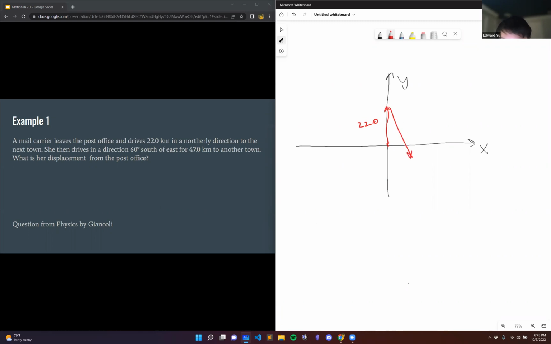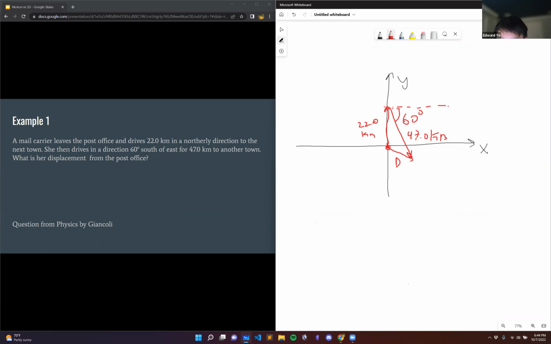When it says 60 degrees south of east, it's not this angle right here. It has to be this angle, 60 degrees from this direction. And this would be 47.0 kilometers to another town. So what is her displacement from the post office? Her displacement would just be from the starting point to the final point. This would be her displacement d.